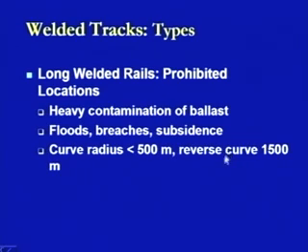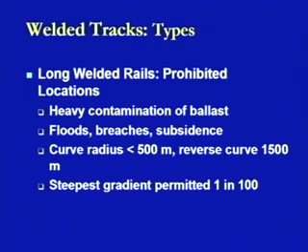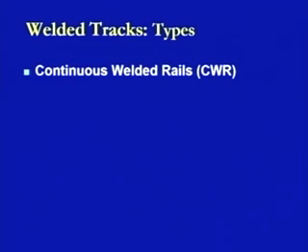Then the locations where the curve radius is less than 500 meters, or where the reverse curve is being provided with the radius of 1500 meters or more, in those cases also the long welded rails should not be provided. Then the long welded rail should also not be provided based on the gradients, and the steepest gradient permitted is 1 in 100. So, these are some of the locations where the LWRs cannot be provided.